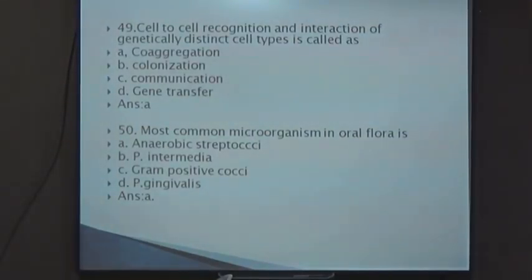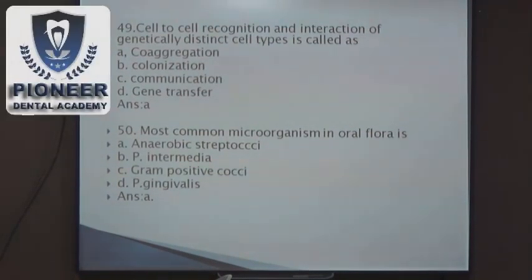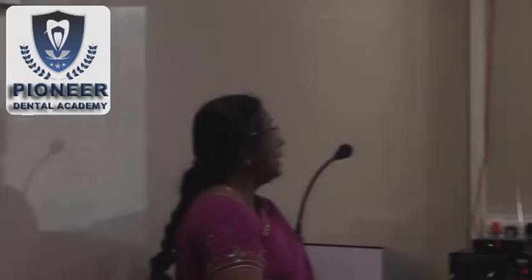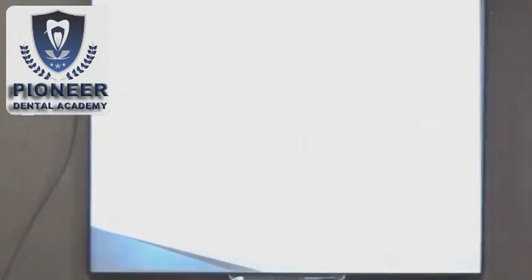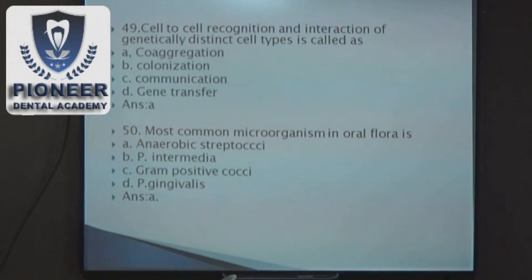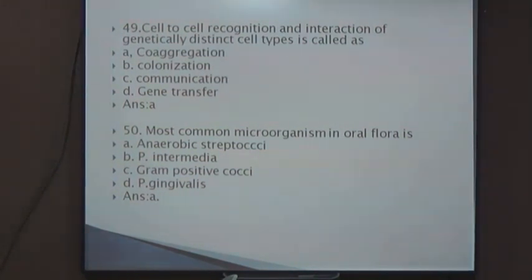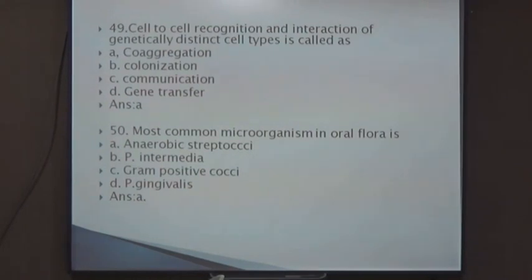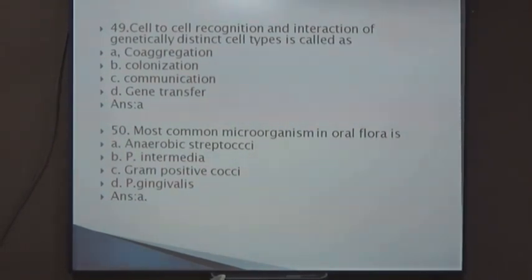The most common microorganism in oral flora is anaerobic streptococci. Do not write gram positive, everybody is writing gram positive. The most common microorganism in the oral flora is anaerobic streptococci. Because P. intermedia is in pregnancy gingivitis and peri-implantitis, P. gingivalis in chronic periodontitis, and positive cocci mostly in abscess, the left out one is anaerobic streptococci. When you are seeing a multiple choice question, you should eliminate the options which are not correct.